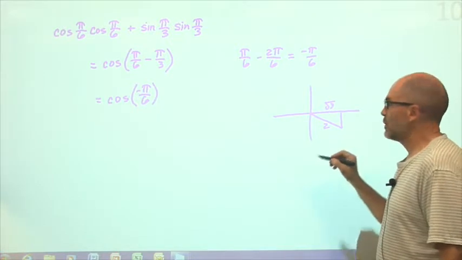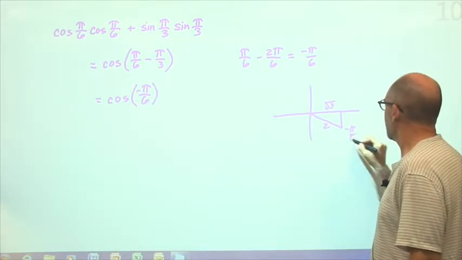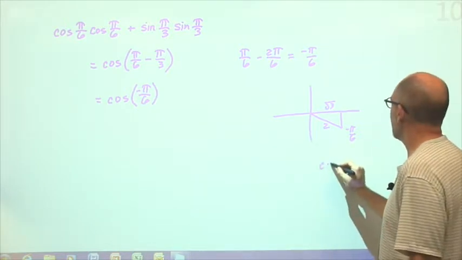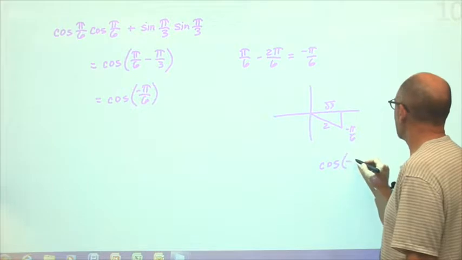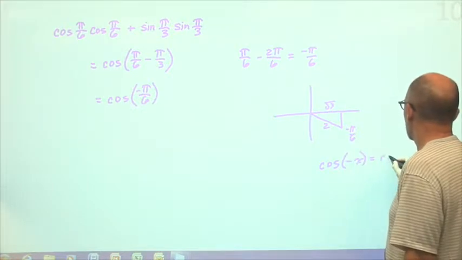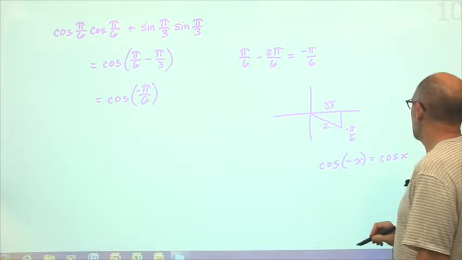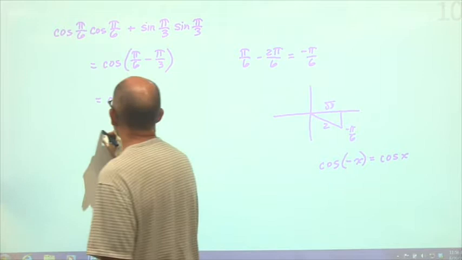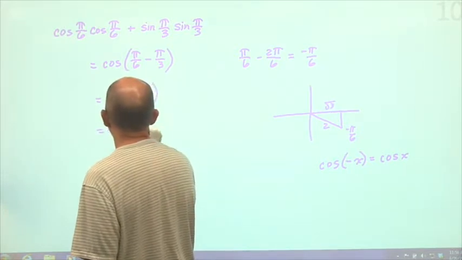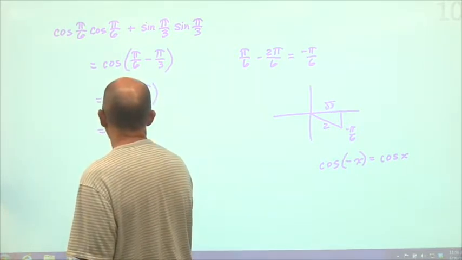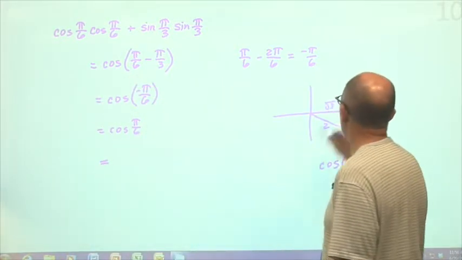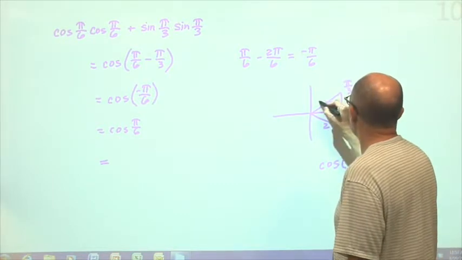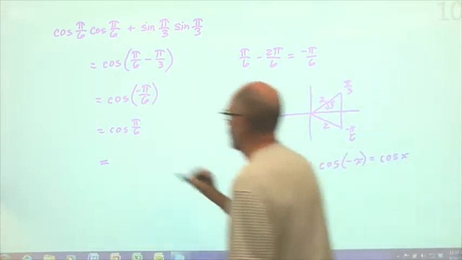The other way we could do it, so here's my negative pi over 6. The other way we could do it is to say that cosine of negative x equals cosine of x. In other words, cosine of negative pi over 6 equals cosine of positive pi over 6. And you know cosine of positive pi over 6, that's right up here. And so you know it's going to be square root of 3 over 2 also.